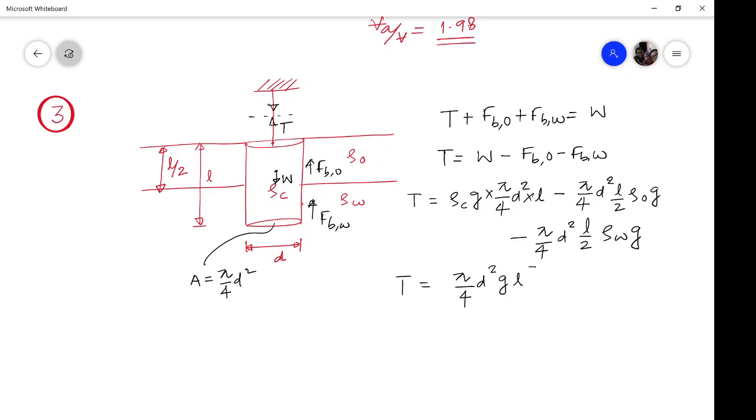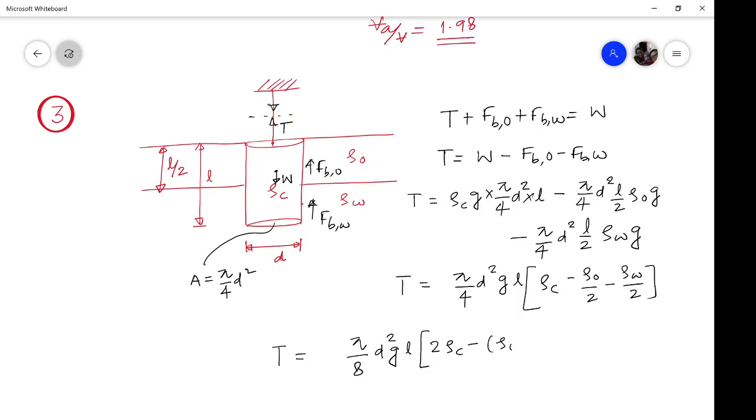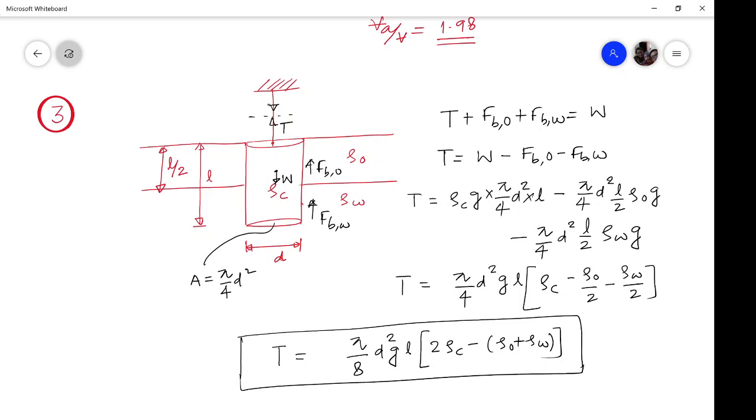Okay, now for this T, you can take pi by 4 d square, g and L as common. So pi by 4 d square g and L times rho C, pi by 4 d square g and L times rho O by 2, and rho W by 2. Therefore the tension acting will be pi by 8 d square g L times (2 rho C minus rho O plus rho of water). So this is the tension which is coming onto this string.